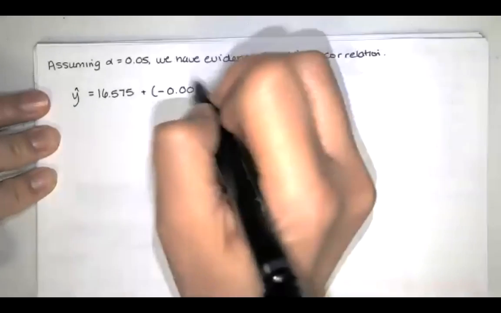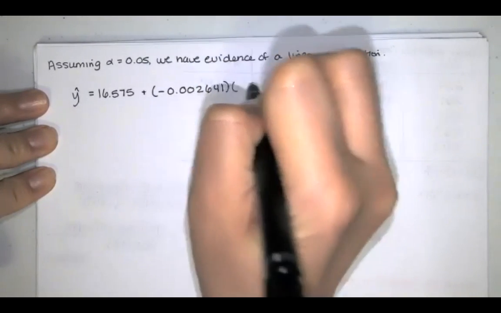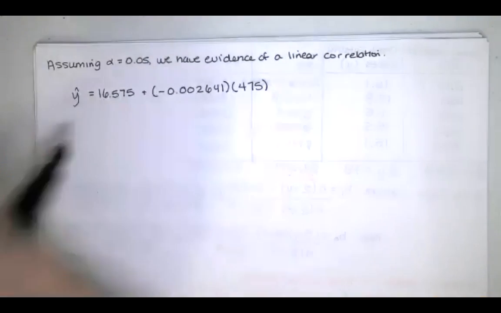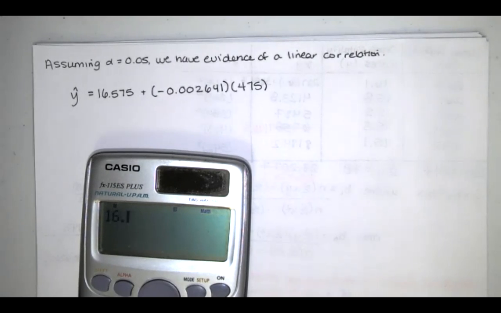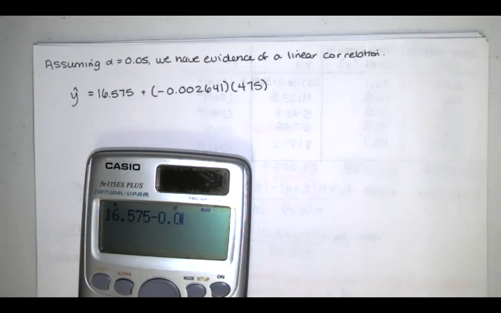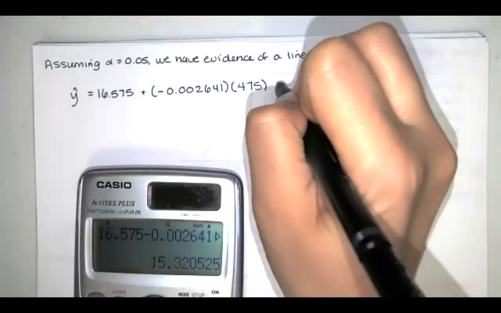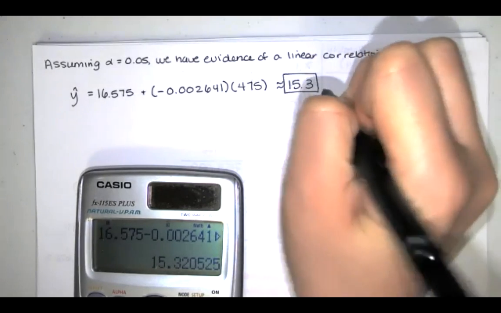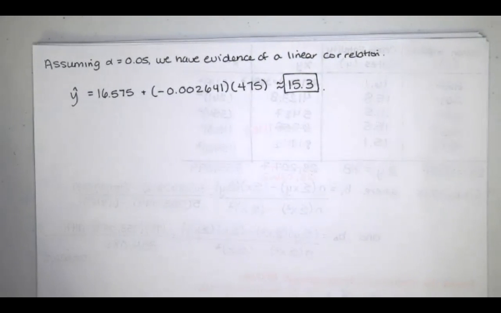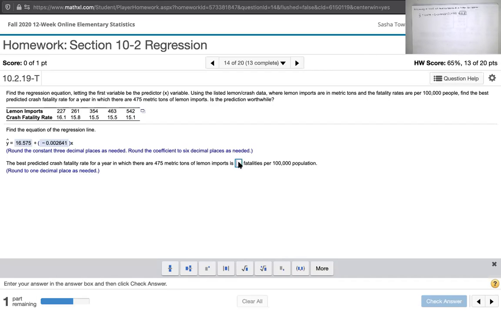No, 2641 times X, and X is 475. And we get about 15.3 as our answer. So let's go back to MyLab Statistics and type that in. So we have 15.6 fatalities per 100,000 in the population.